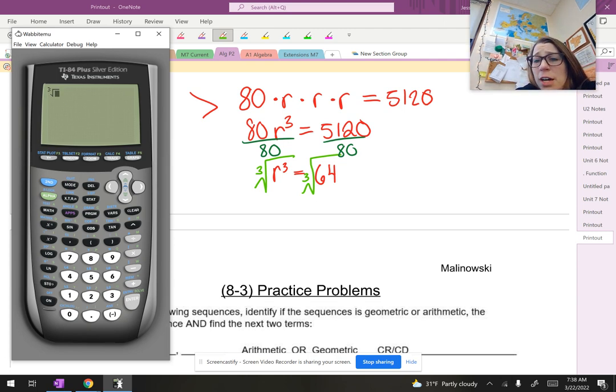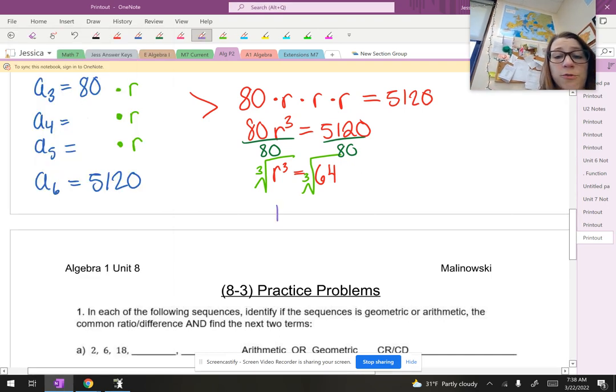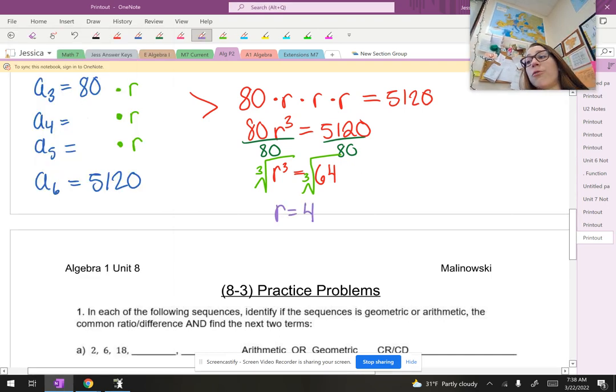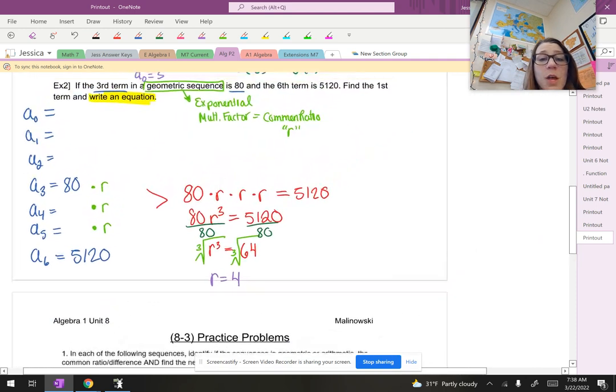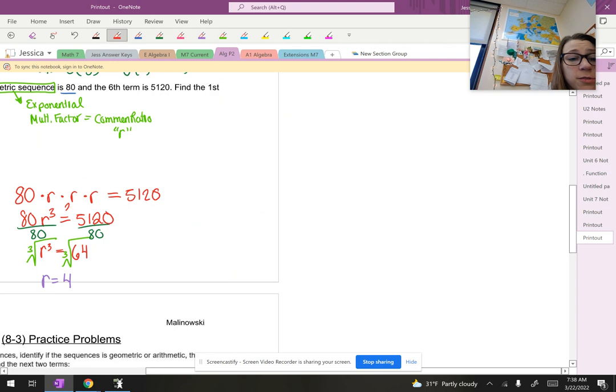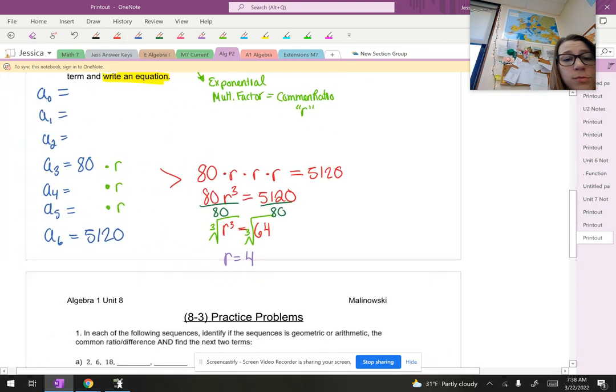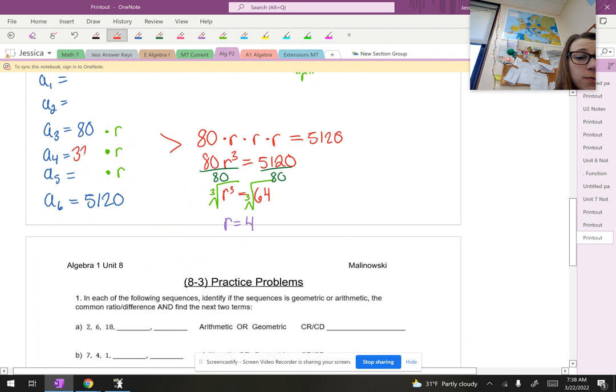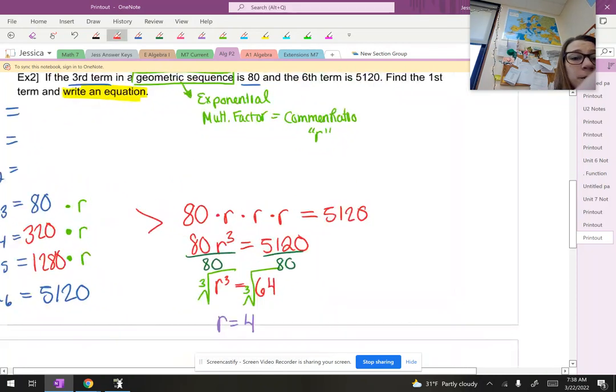If you have the older version of the calculator, it will just be using parentheses, and it won't actually look like it's raised. And then we learn that the cube root of 64 is indeed 4, leaving us with a common ratio of 4. So now we can use this to fill in our missing pieces. If I've got 80 and I multiply that by 4, that's going to give me 320. And if I take 320 and multiply it by 4, that's going to give me 1280. And I can double check that that times 4 gives me 5120, which it does.